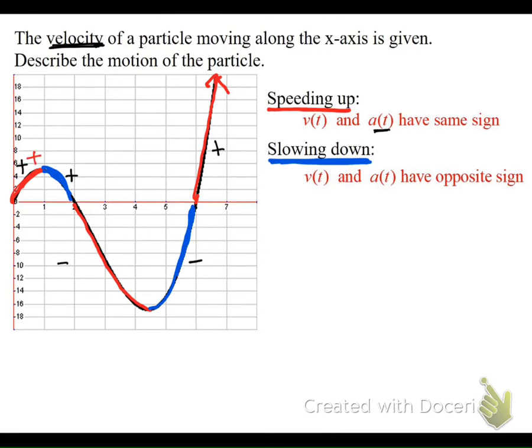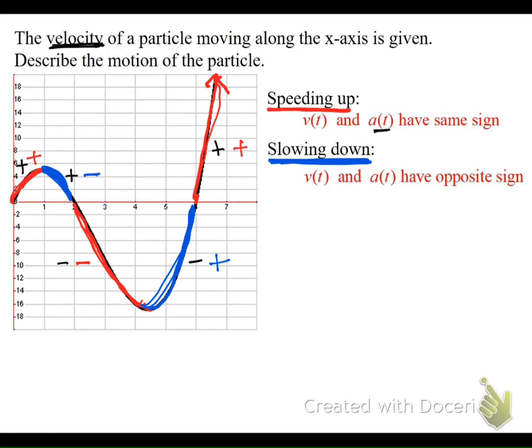In the next region, this is a negative slope. This blue stuff here is a negative slope, so that's a negative acceleration. In the next red region, this slope is also negative, so that's a negative acceleration. And in the blue region, that's a positive slope, so a positive acceleration. And then the last red region, this is a positive slope, so it's a positive acceleration.